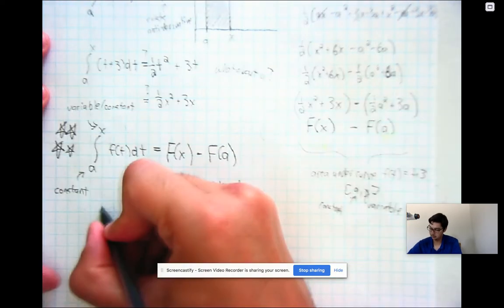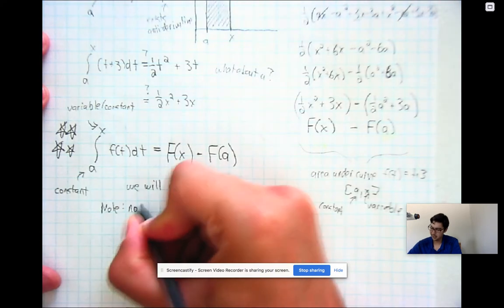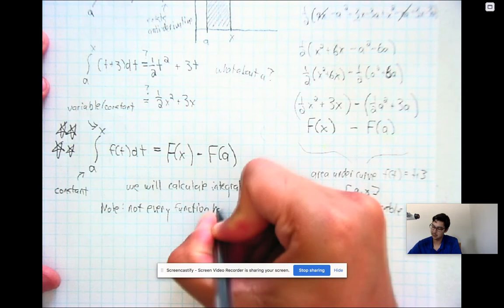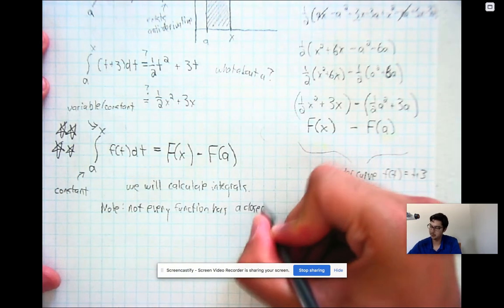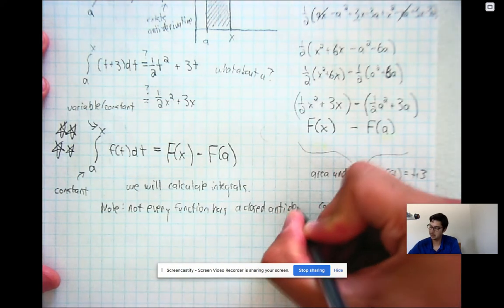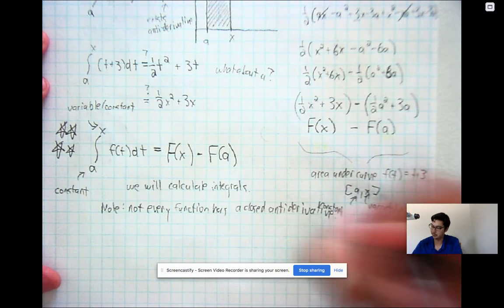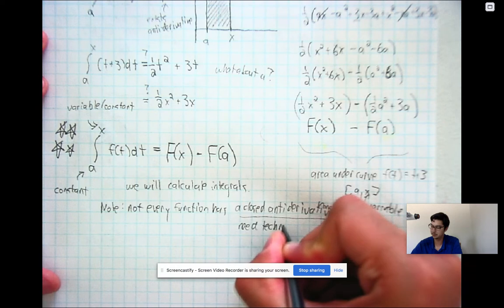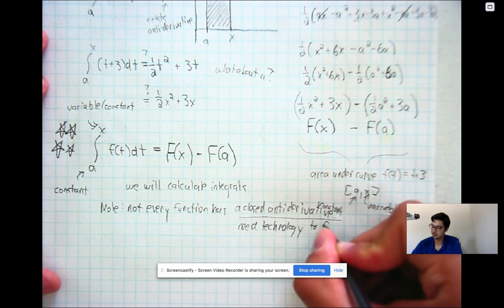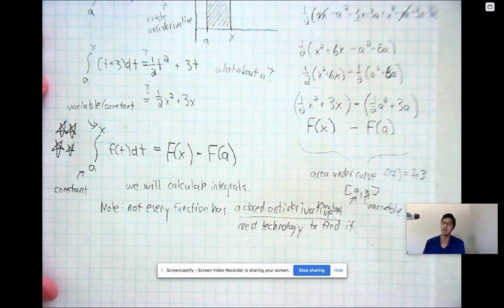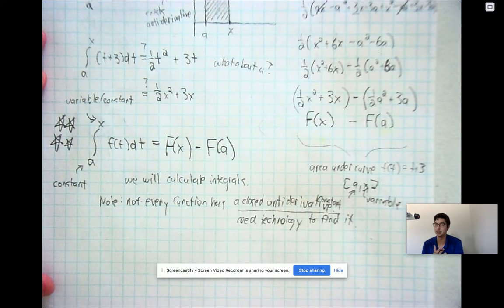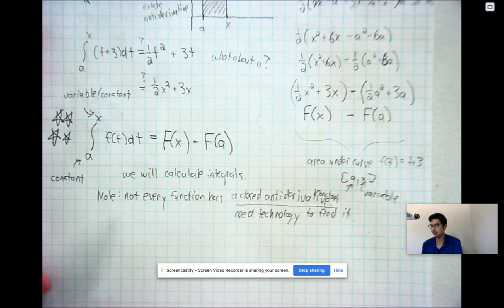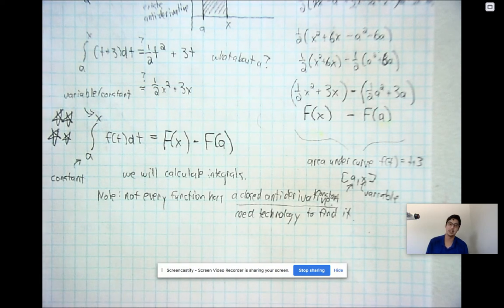Now, big note, not every function has an antiderivative. Not every function has a closed antiderivative. What I mean by closed is that it's not always possible for us to find it. Sometimes you need technology to find it. We're not capable of finding it with the algebra and math skills we currently have available in the world. So let's see this in action and see how it works.